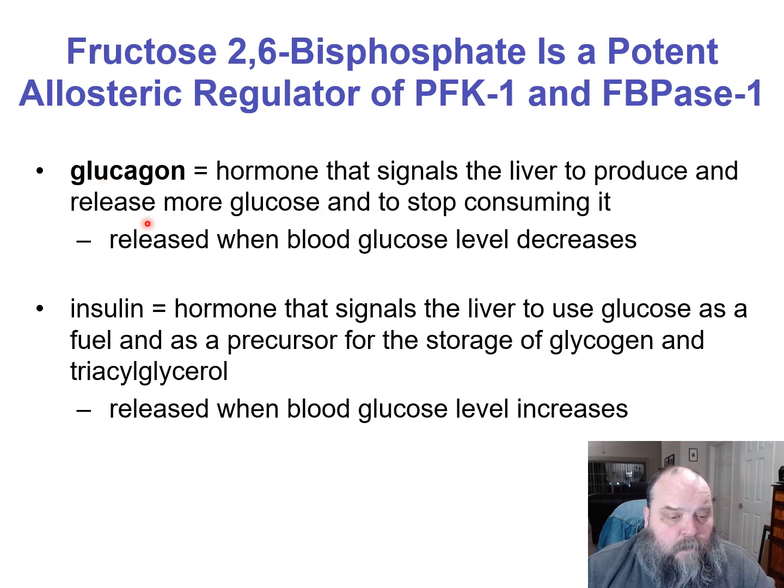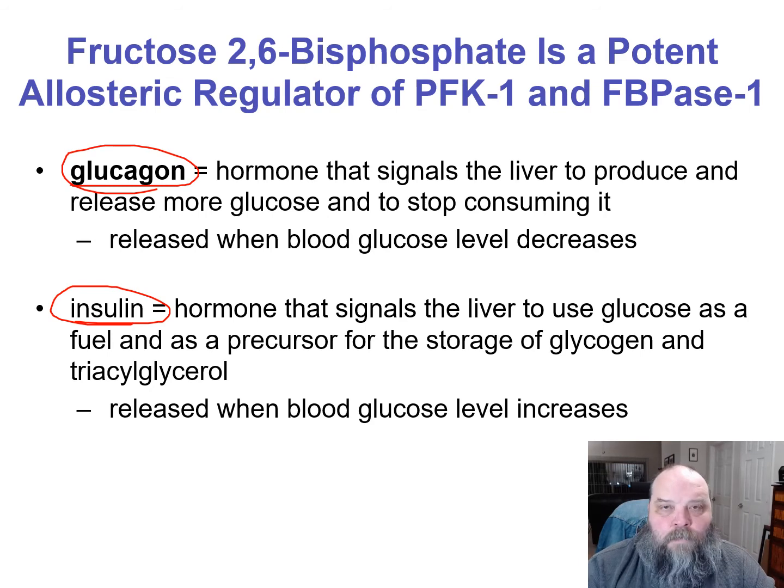As I just mentioned, we have two signal molecules, two hormones that are in our blood that are counter to each other. They're antagonistic in their effects. First one's glucagon. Glucagon tells the liver produce and release glucose. So basically, glucagon promotes gluconeogenesis. Get some sugar out. Break down the glycogen if you have to.